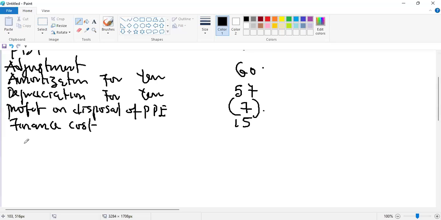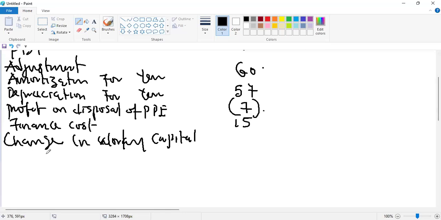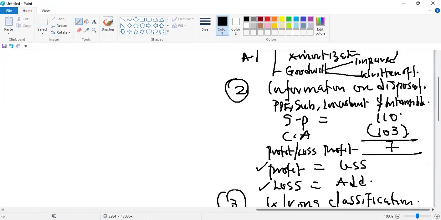Next, I'll go to change in working capital. Don't forget, what are my working capital? We have current assets and current liability. So in the template, you have to follow, for the purpose of exam, either group cash flow or simple cash flow.